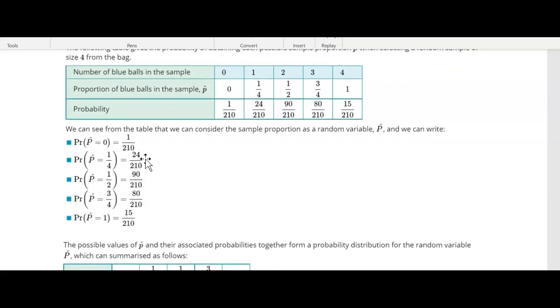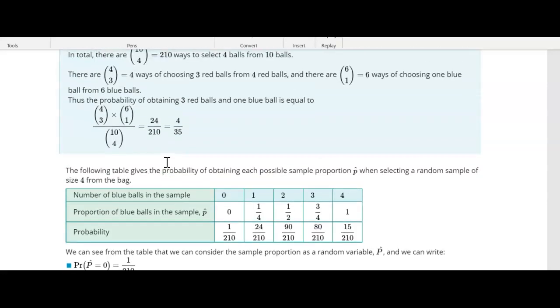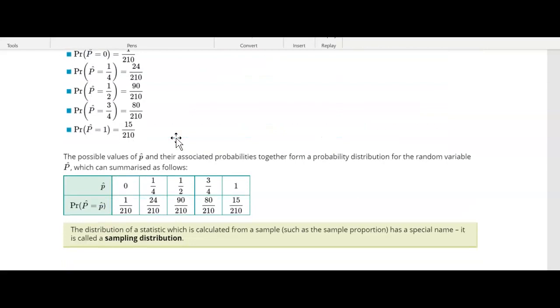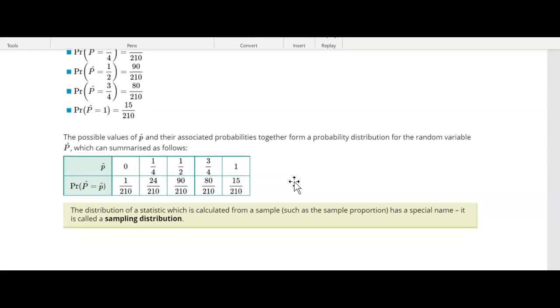And which one did we do? 24 out of 210, which we know is what we did in the previous question. All right, the possible values of p hat and their associated probabilities together form a probability distribution for the random variable p hat, which can be summarized as follows. Okay, so we've got just a table summarizing the probabilities and the sample proportion.